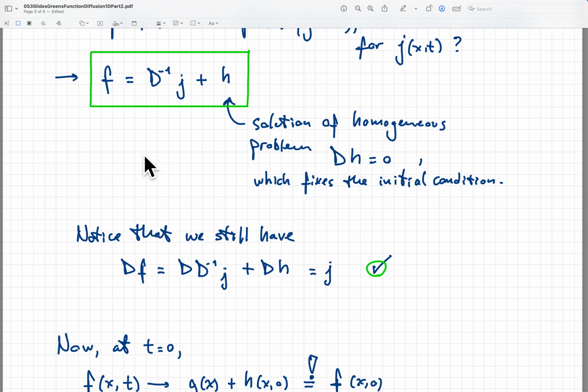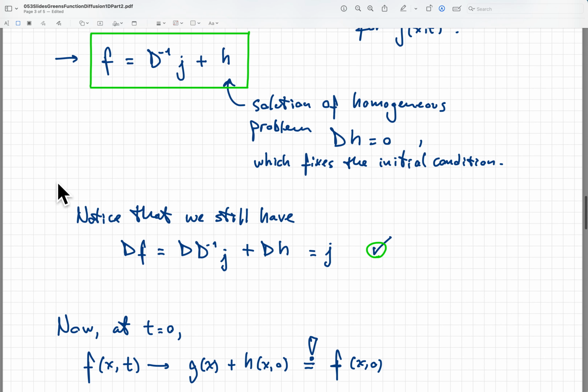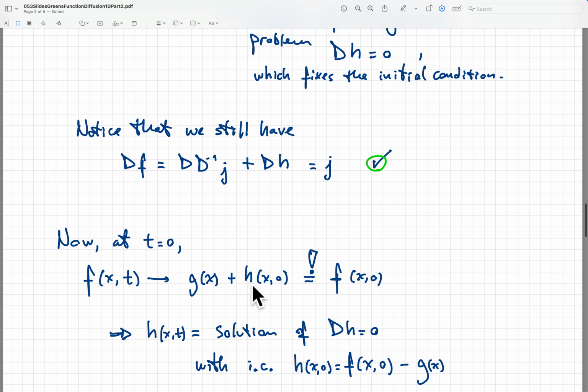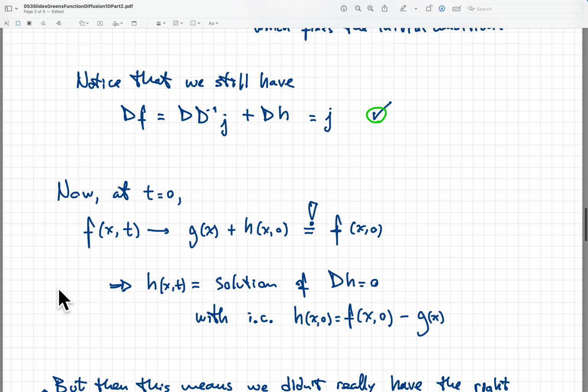And this is a very common approach to solve this, like I said before, and not only in diffusion but also in waves and in the Laplace equation. You are allowed to add a solution of the homogeneous problem without spoiling this property Df equals j to solve, or rather to fix your initial condition, or sometimes boundary conditions as well.